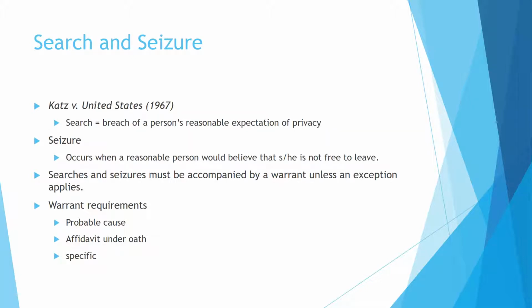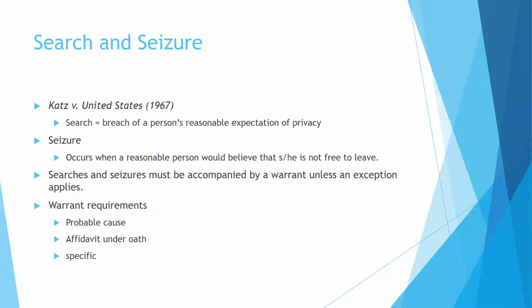Now, what exactly is a search? How is it defined? Well, in 1967, in Katz versus the United States, the Supreme Court defined what a search was. Previously there was an opinion from the 1920s that said there was no search unless law enforcement laid their hands on a person or came inside that person's house or somehow physically breached that person's zone of privacy.